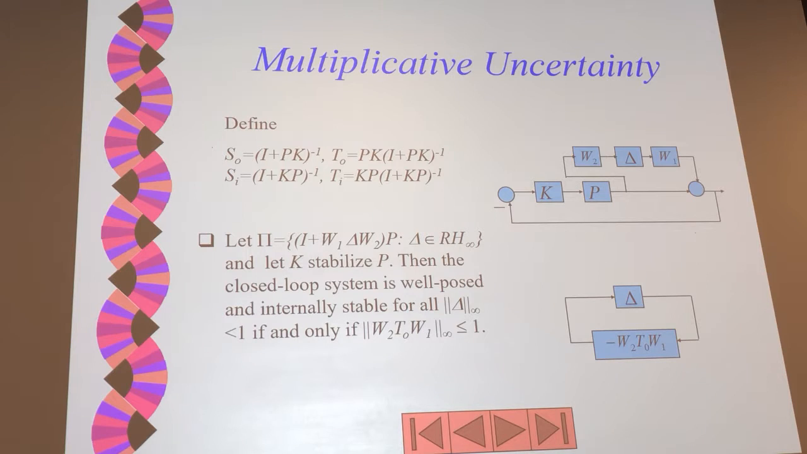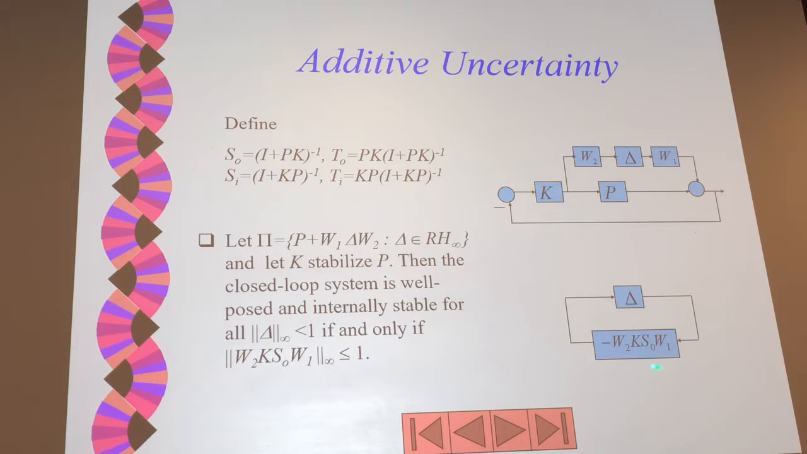So let's see the multiplicative case. In the multiplicative case, you have a P on this side and W2 on this side. Okay, so it's like a gang. The additive uncertainty needs the sensitivity function, and this one uses the complementary sensitivity. Yes, you are right. This can be derived easily. Just follow the signal flow and be careful about left multiplication and right multiplication.